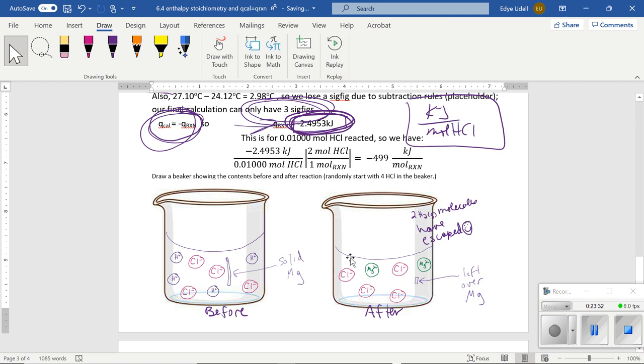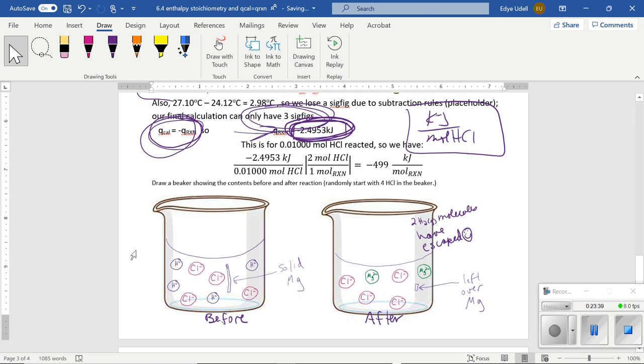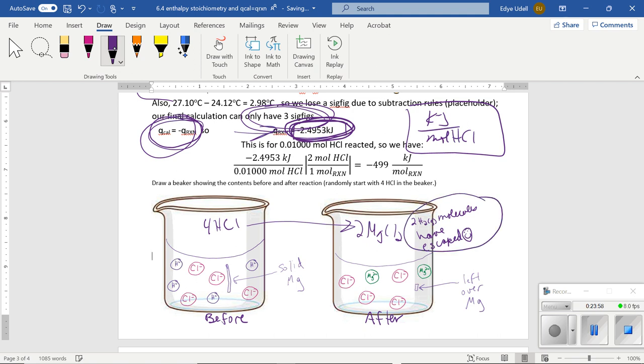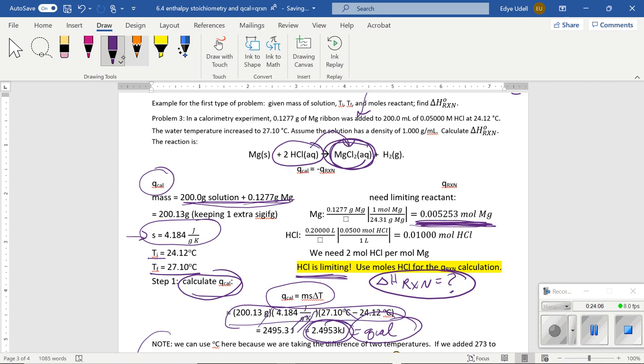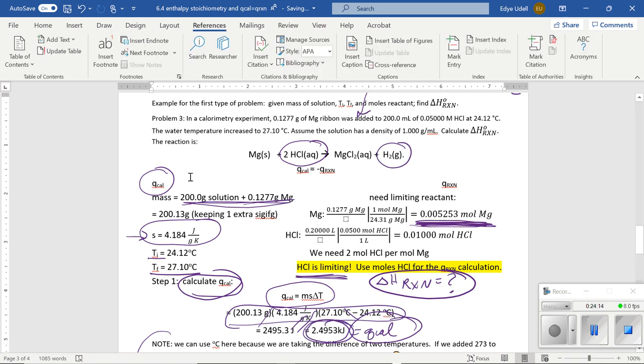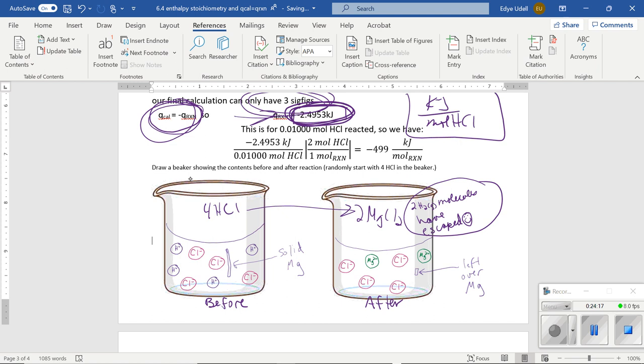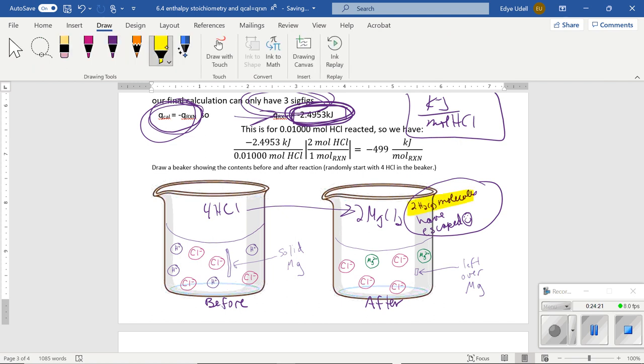Okay, so after the reaction occurs, my 4 HCls are gonna make 2 MgCl2s. Those are soluble, so they're going to be floating around. And I have a little bit of leftover Mg. I'm noting here, but you wouldn't have to show it, 2 hydrogen gas molecules have escaped. And the reason I wrote that is because 2 HCls make 1 H2. So 4 HCls would make 2 H2s. Those are gaseous molecules, so they're not shown in the solution there.